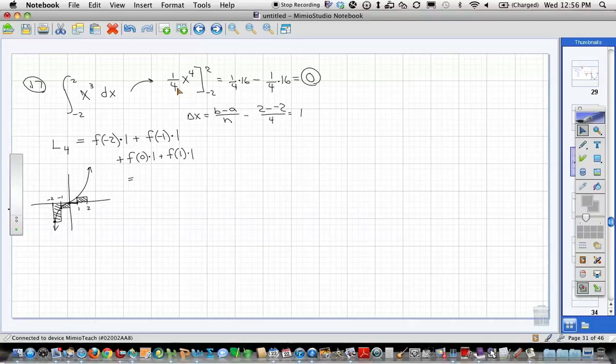Anyway, this is pretty easy. We get -8. -1 cubed is -1. 0 is 0. 1 is 1. For a total of -8. And you can tell by our picture we clearly have much more negative area than positive area. And again, it's a horrible approximation of our answer here, but that's not the point.